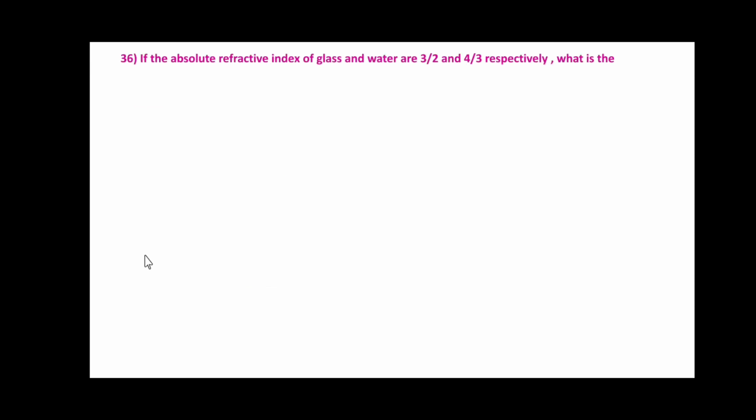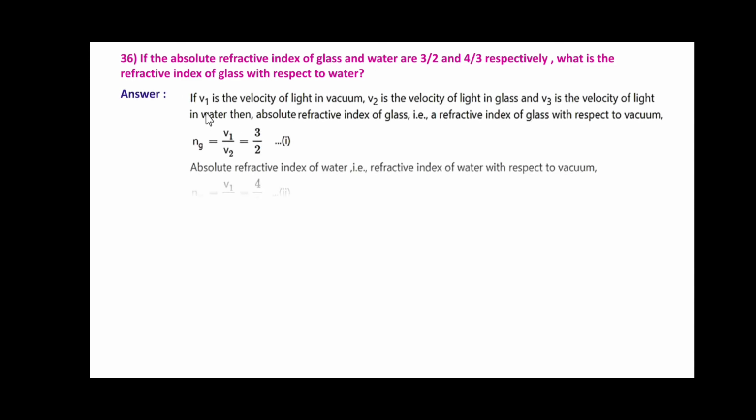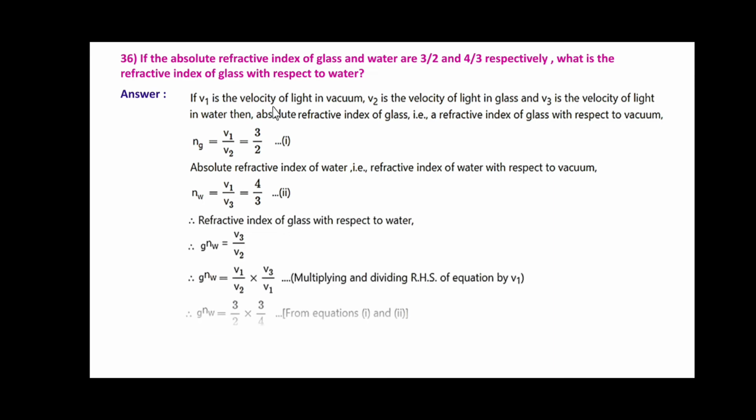Next, 36. If the absolute refractive index of the glass and water are 3 by 2 and 4 by 3 respectively, what is the refractive index of glass with respect to water? Here, if V1 is the velocity of light in vacuum and V2 is the velocity of light in glass and V3 is the velocity of light in water, then absolute refractive index of glass, that is the refractive index of glass with respect to vacuum, is equal to Ng is equal to V1 upon V2 is 3 by 2.